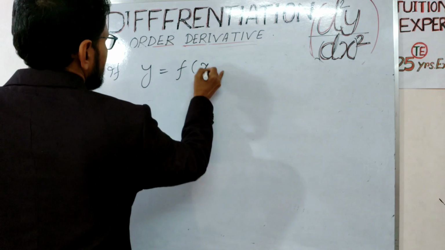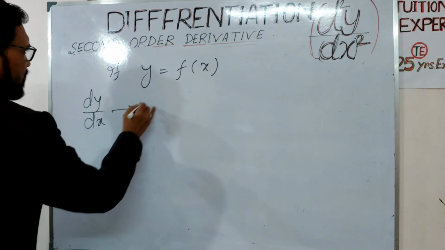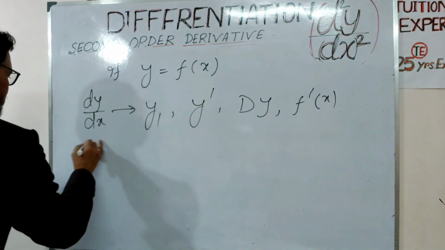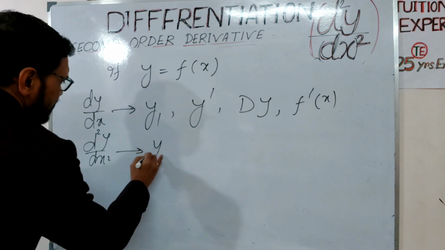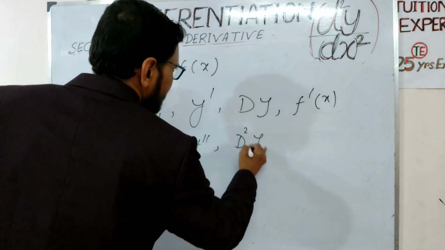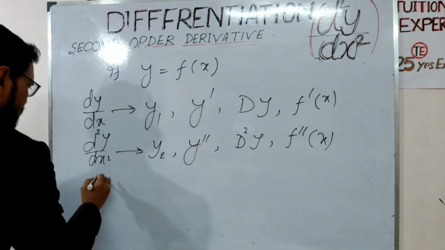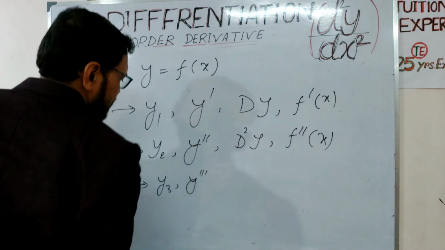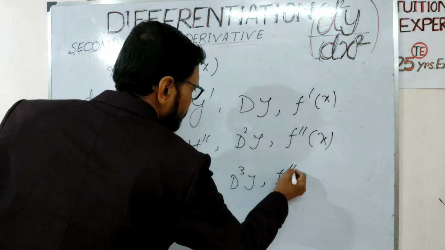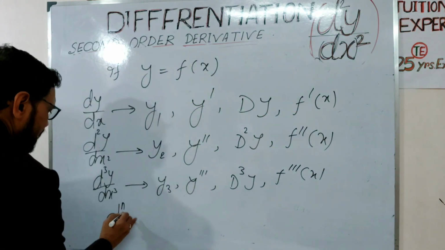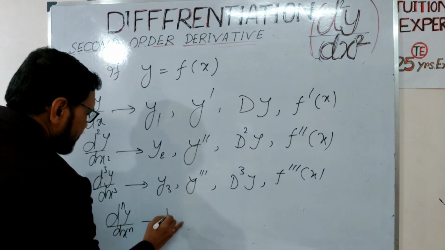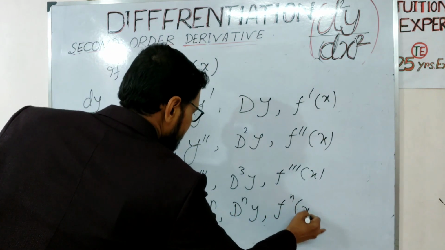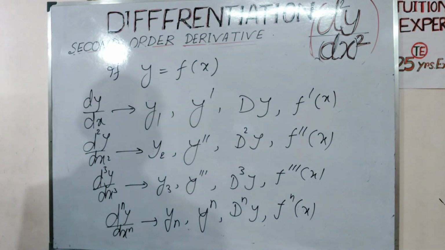If y equals f(x), then dy by dx is represented as y1 or y dash or Dy or f dash x. Similarly, d2y by dx square is represented as y2 or y double dash or D2y or f double dash x. Similarly, d3y by dx cube is written as y3 or D3y or f triple dash x. Generally, dny by dx to the power n is written as yn or y to the power n or D to the power n y or f to the power n x. So this is the representation.